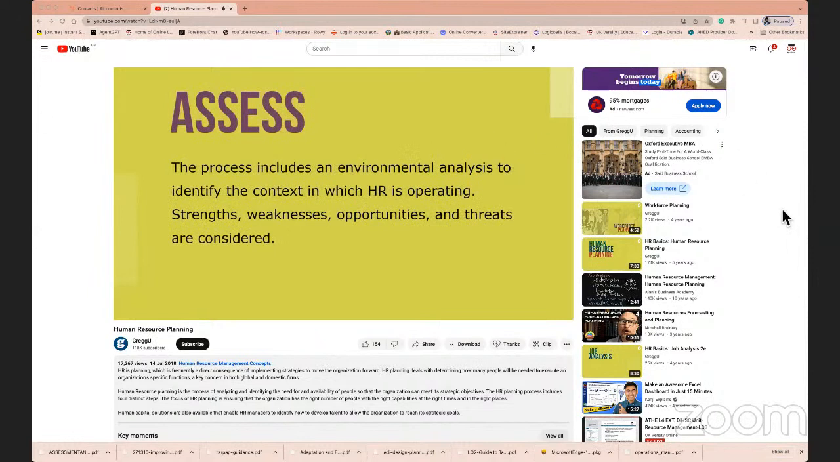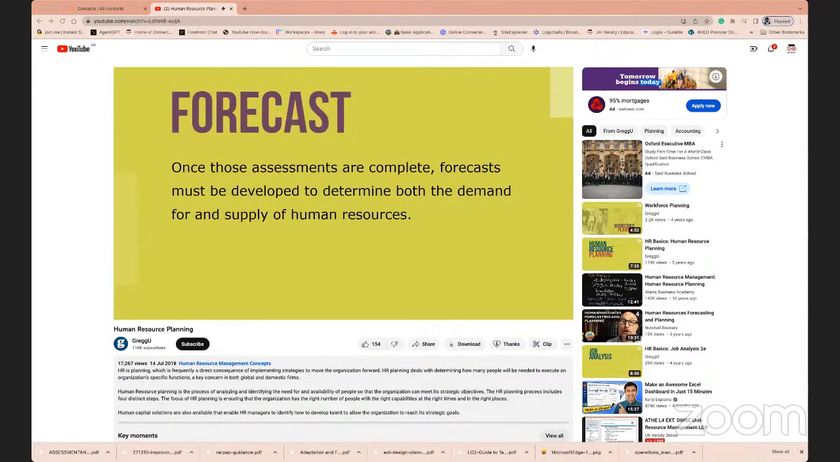The process includes an environmental analysis to identify the context in which HR is operating. Strengths, weaknesses, opportunities, and threats are considered. Then the possible available workforce is evaluated by identifying both the internal and external workforce. Once those assessments are complete, the forecast must be developed to determine both the demand and supply of human resources.